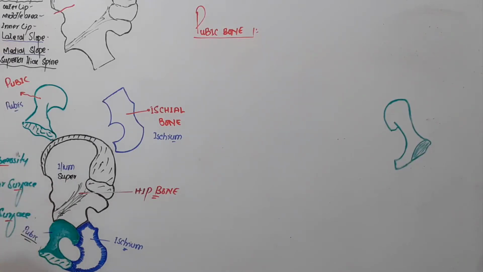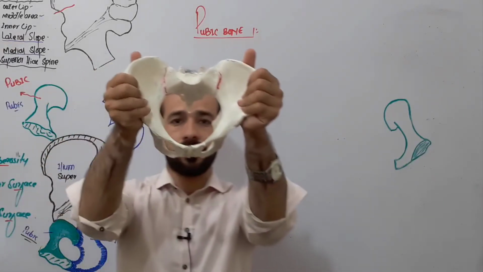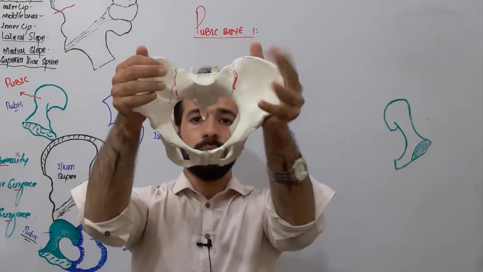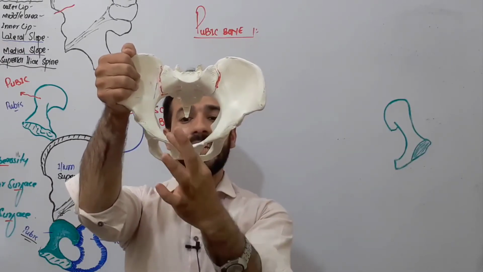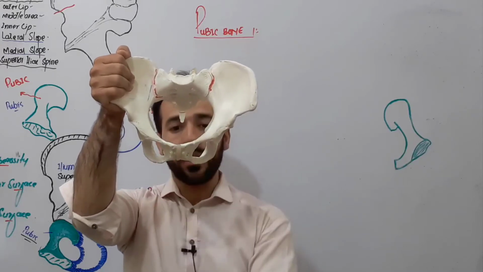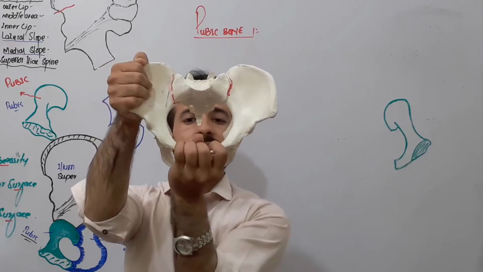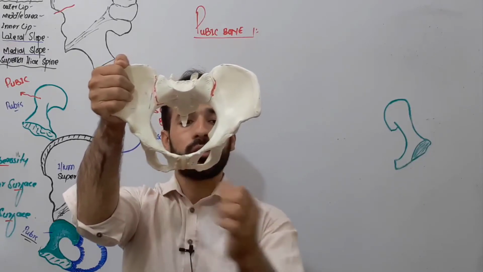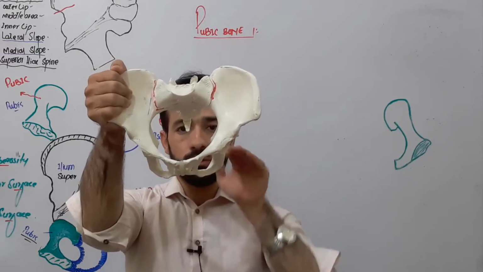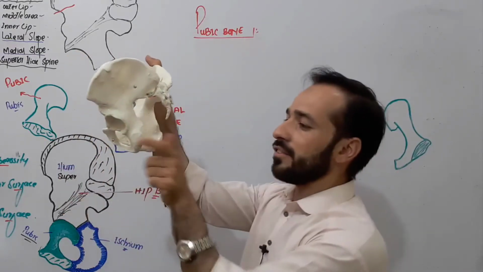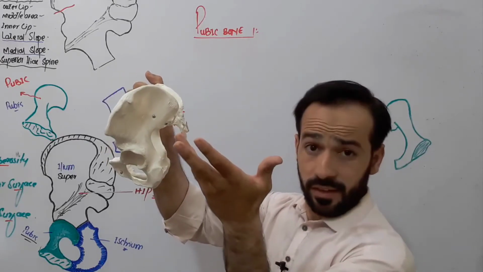If you see in this model here, look carefully my dear friends, we keep it like this, right? So this is the ilium, both of them which I am holding. Then this is anterio-inferiorly, we say anterio-inferiorly, these are the 2 pubic bones, and posterior-inferiorly, these are the ischial bones. We will discuss these ischial bones in the next lecture, right?